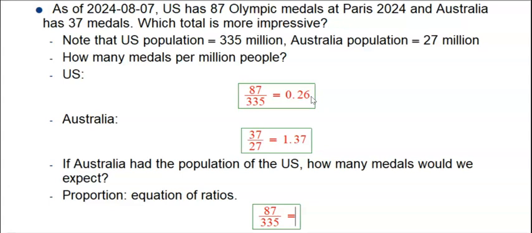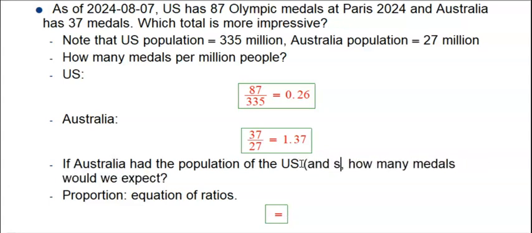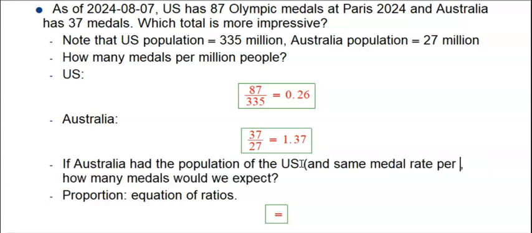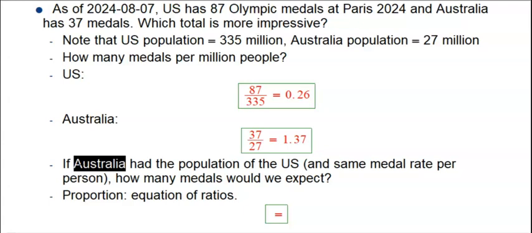What if... nope, wait, that's not what I wanted to do. I got confused for a sec. Okay, so Australia had the population of the US and the same medal rate per person. So they're as amazing as they are in terms of medals, and we're going to scale up their population. And we want to know how many medals we're going to get. So we want to keep this 37 over 27. So that's the ratio that we know they are getting.